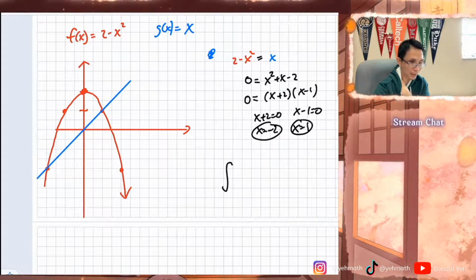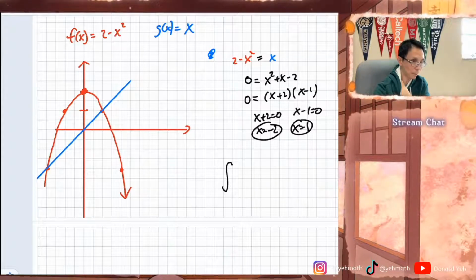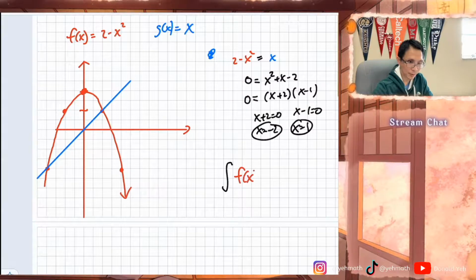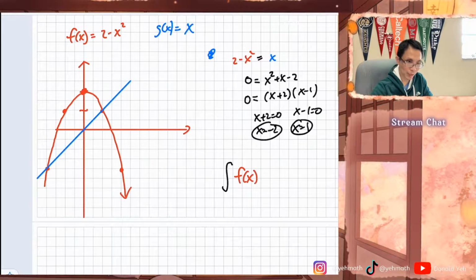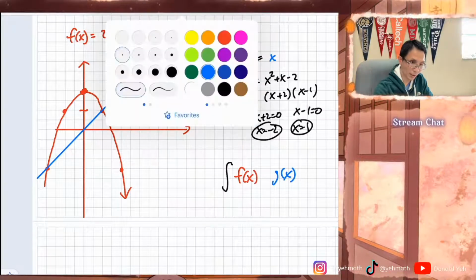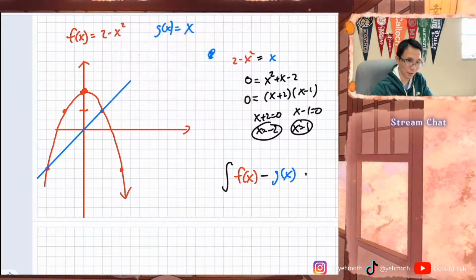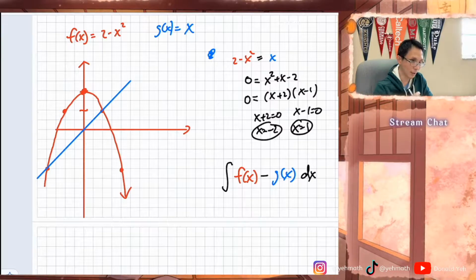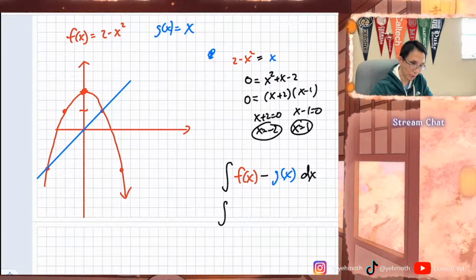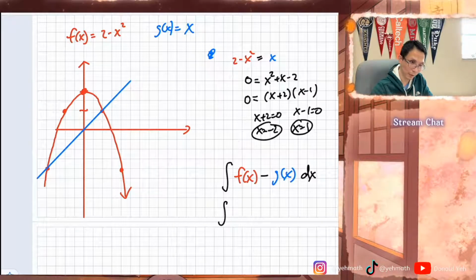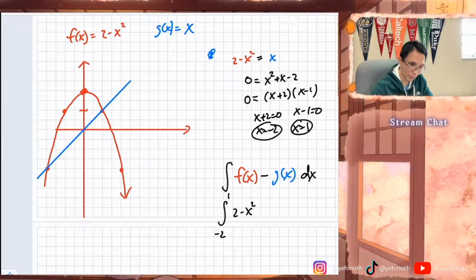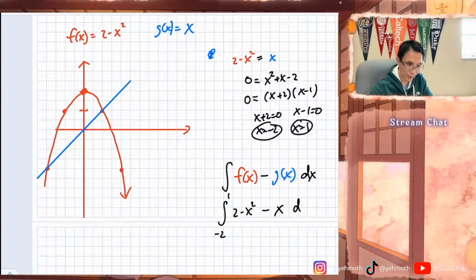The top graph is the f of x. It's always top minus bottom. So therefore, it's going to be f of x minus g of x, right? g of x is going to be here. And now we're going to subtract. It's always f of x minus g of x? No, just in this case, f of x is on the top. So I'm going to write down f of x here. Between what value to what value? Negative 2 to 1. And so 2 minus x squared minus x dx.